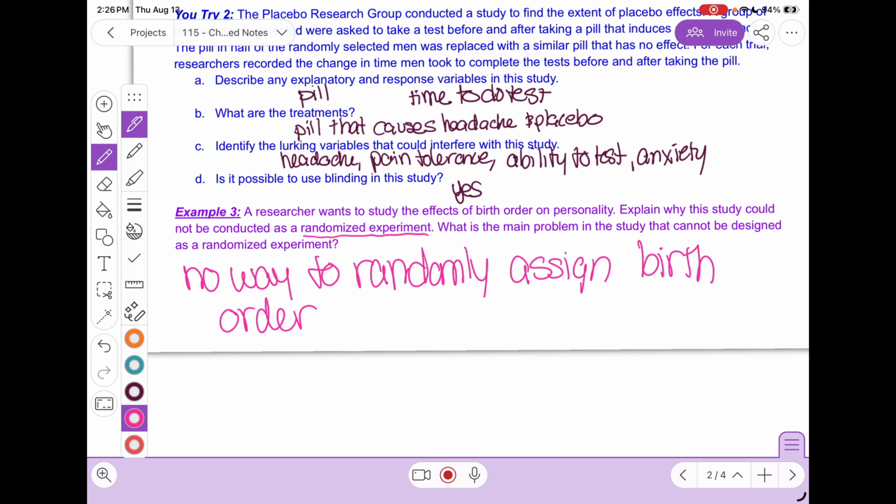So because you can't assign a random experiment, you can't get rid of all or dilute all lurking variables. So you just have to be careful. Like, there are ways to do experiments. You just have to be careful and adjust for variables in a different way.